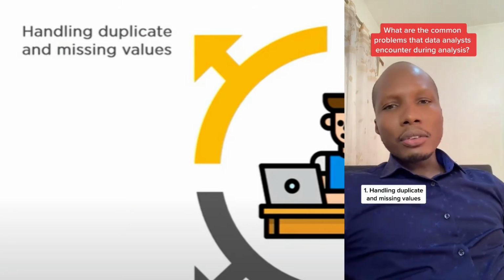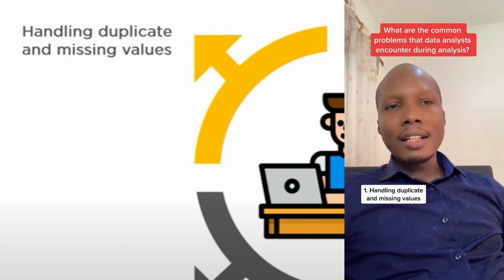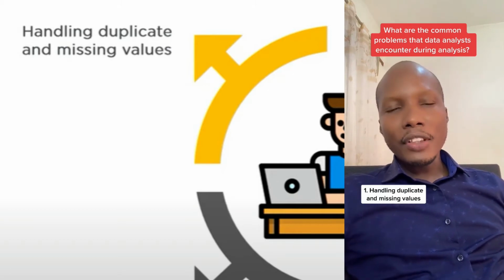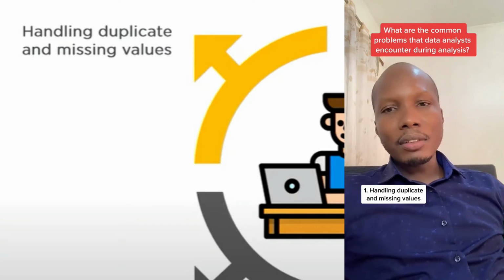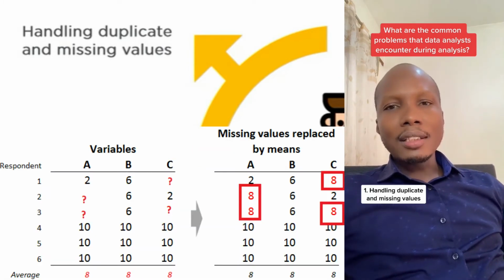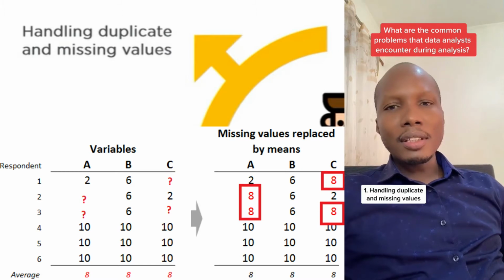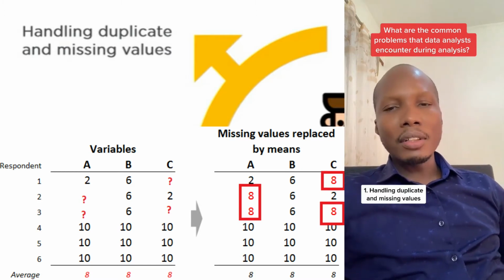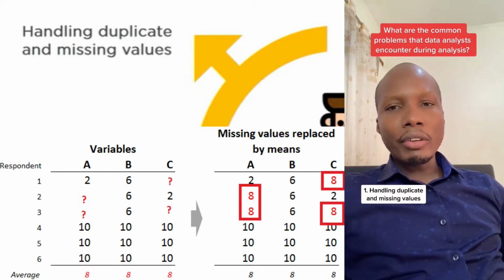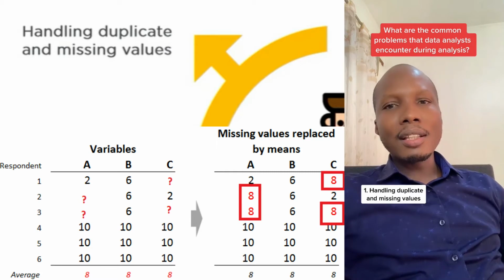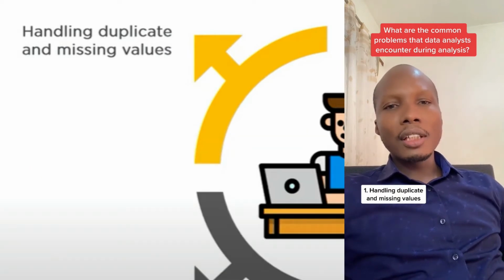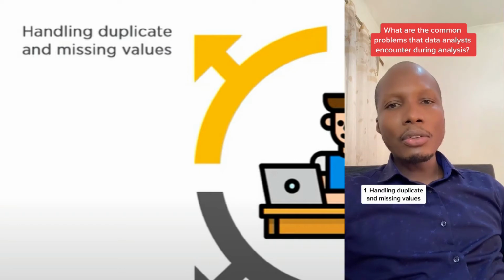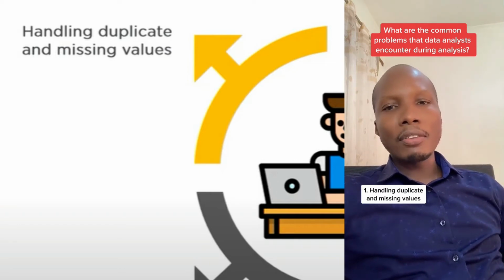Now, we are going to look at the common problems that data analysts encounter during analysis. The first one is handling duplicates and missing values. When you're doing data analysis, the moment you find that the data you're dealing with has a lot of duplicates and missing values, that's the first problem you're going to encounter. But there are solutions to that. Always we remove duplicates, that is number one. The second thing is we fill in the missing values. I will post a video in the description below. You can check another video which explains how you do the replacement of missing values.